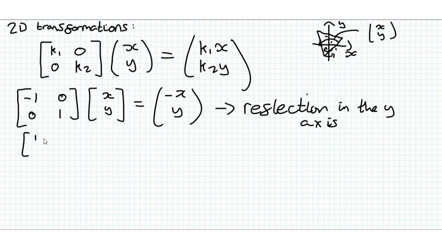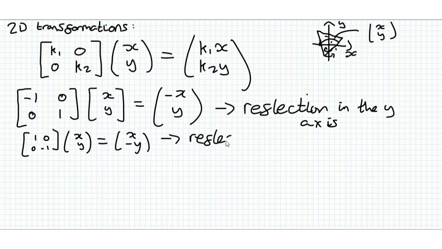And similarly, if you have 1, 0, 0, -1, and you multiply this by X and Y, you get (X, -Y), and that's a reflection in the X-axis. It turns out these are actually special cases of another type of reflection matrix we can get.